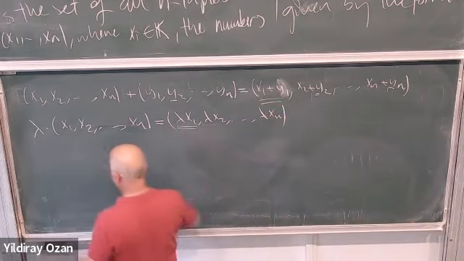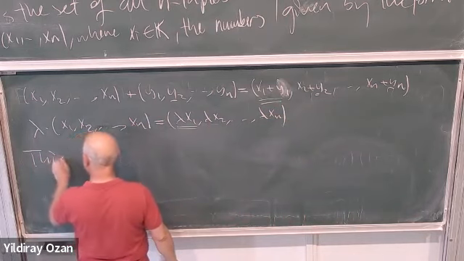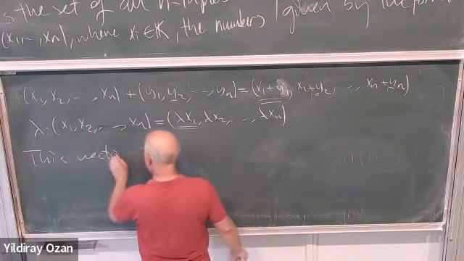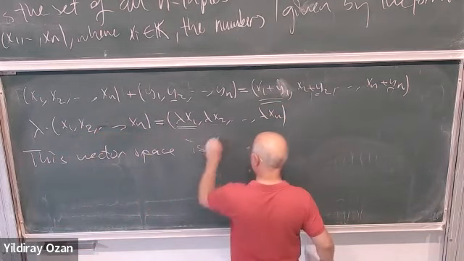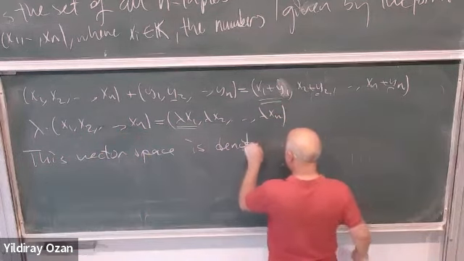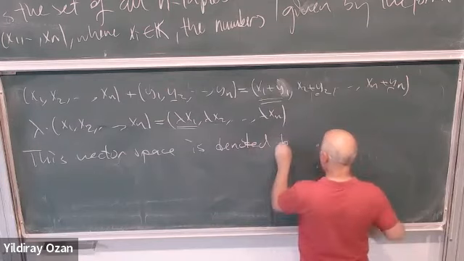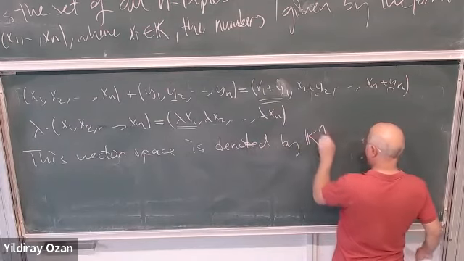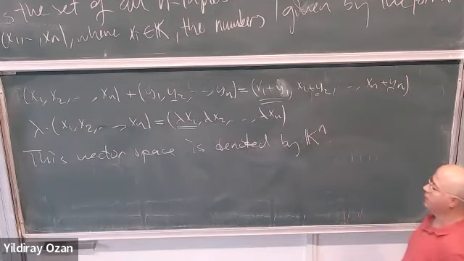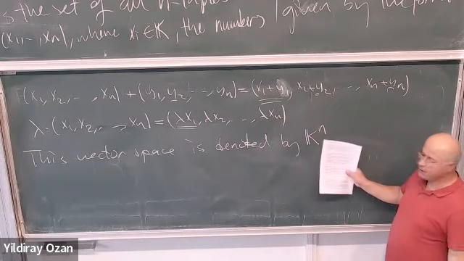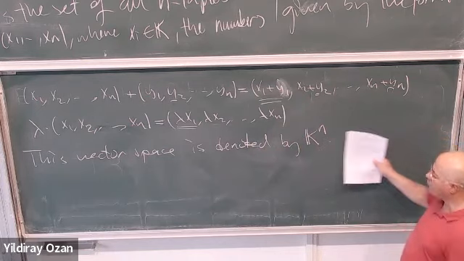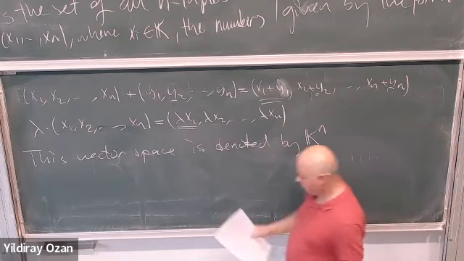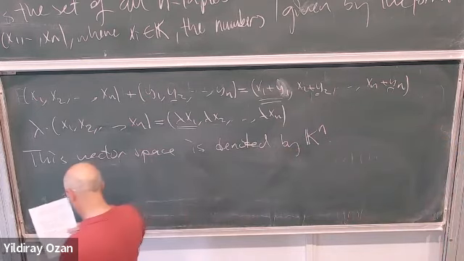Okay. This vector space is denoted by Kn. Since I have n components, I have n copies of the number field K.